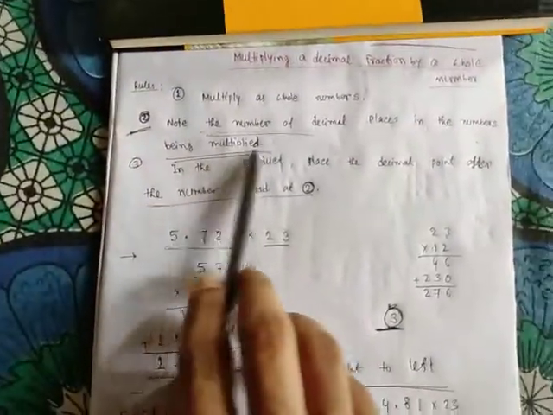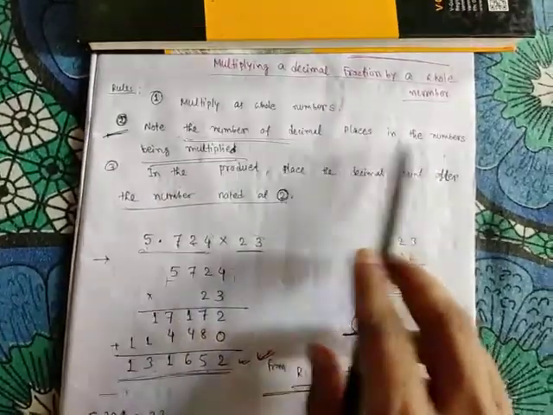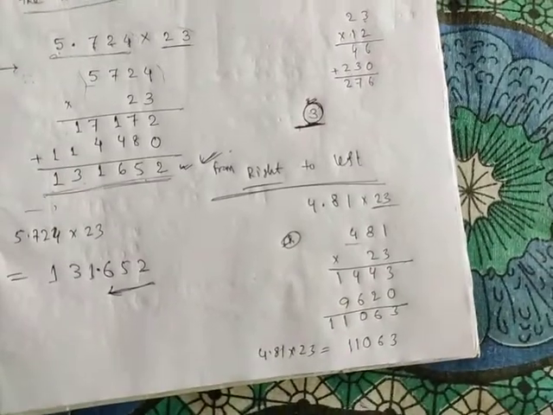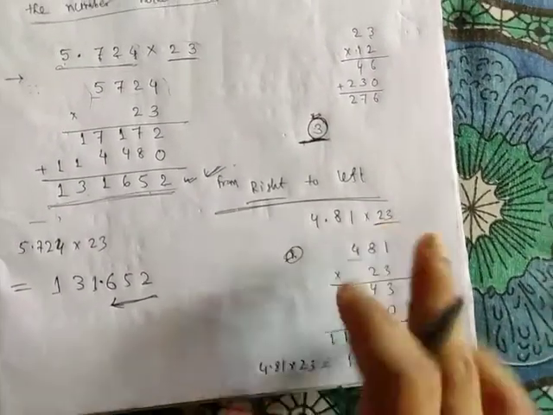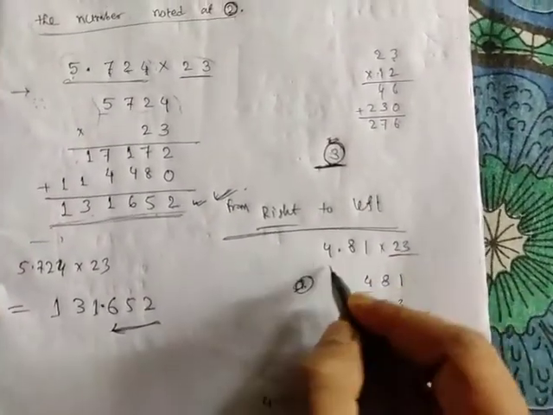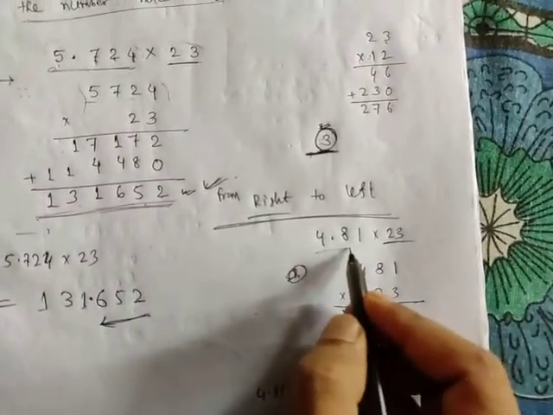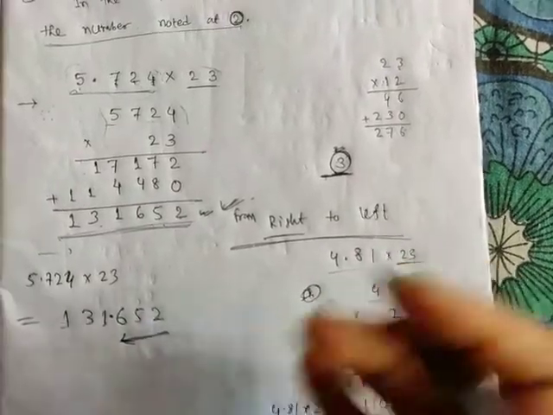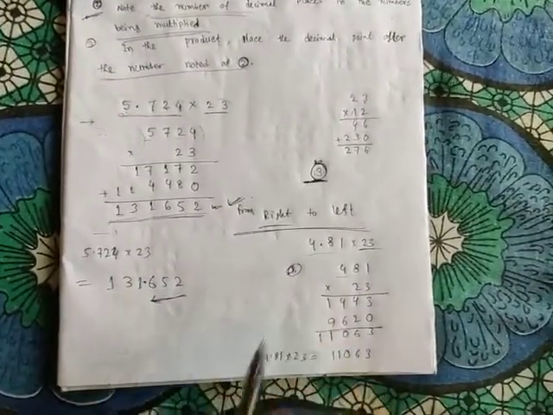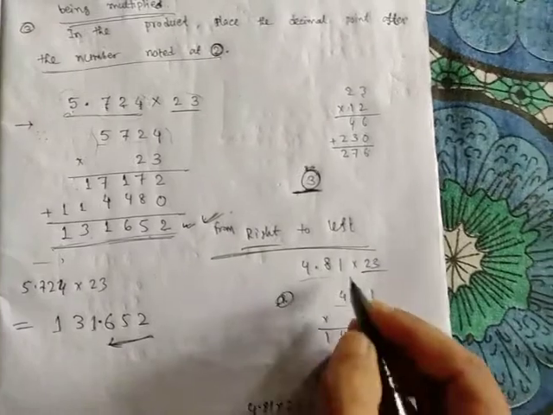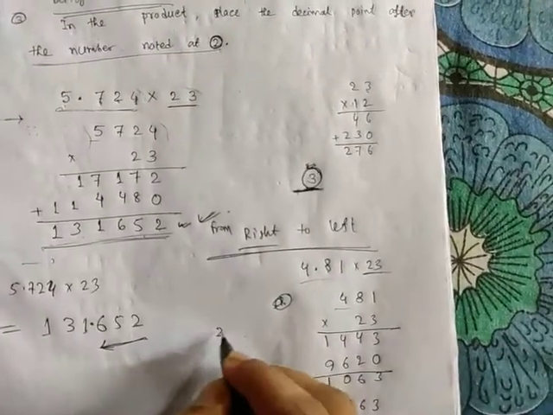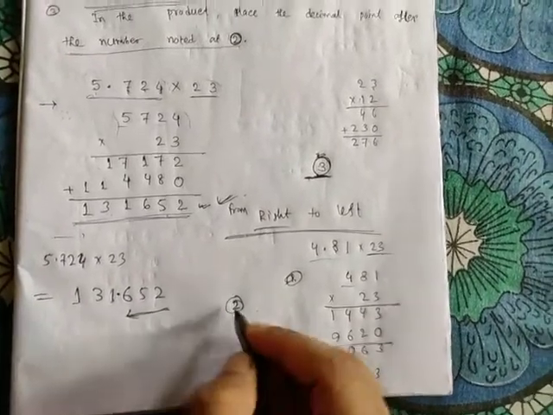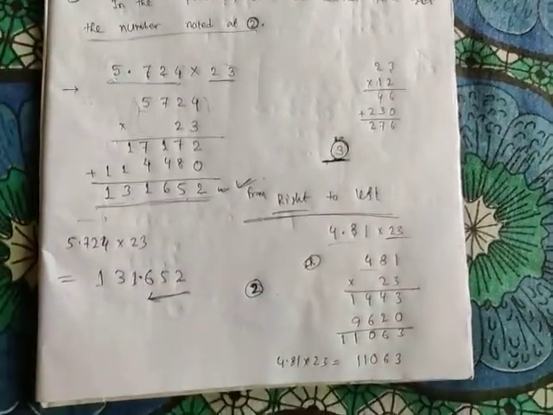Second, note the number of decimal places in the numbers being multiplied. Count. This is a whole number, so here you have no decimal places. Now come to this number. What is the decimal part? 0.81. What is the number of decimal places? 1, 2. There are two decimal places.